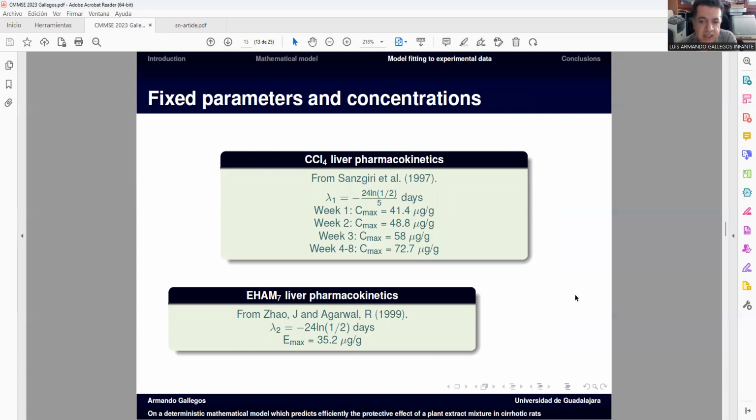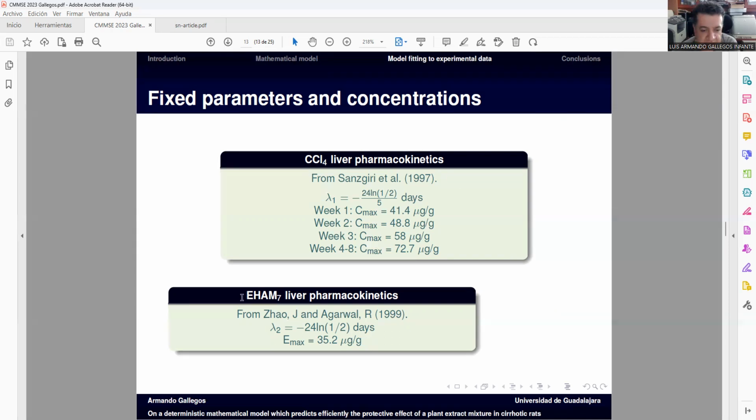Okay, we try to get parameters in terms of biological sense. So we found the pharmacokinetics parameters in the literature. For example, for the tetrachloride, the rate is taken from this reference, and the concentrations are taken from the same reference.